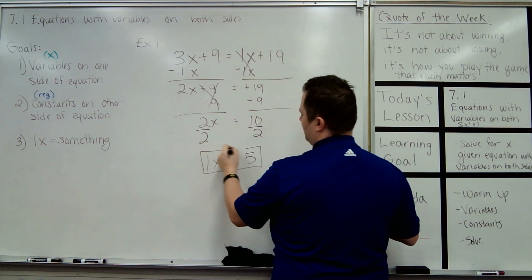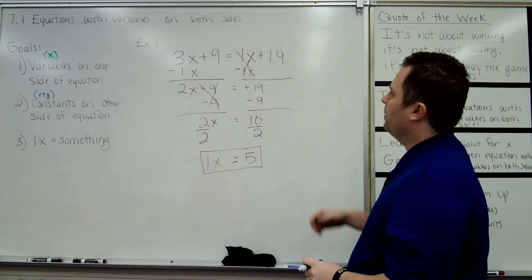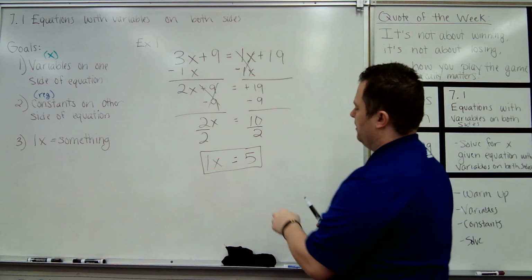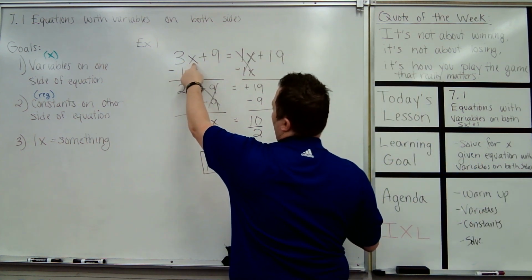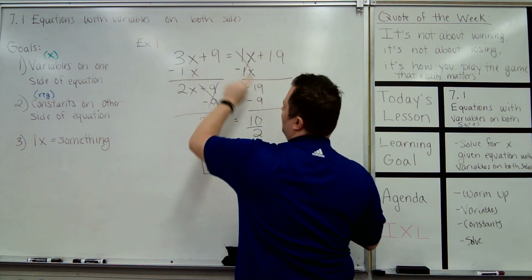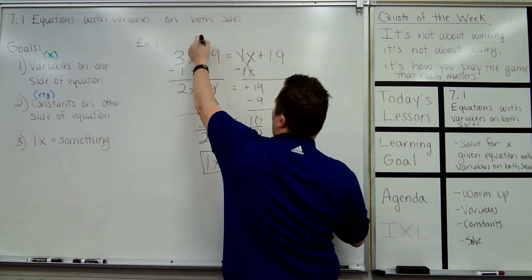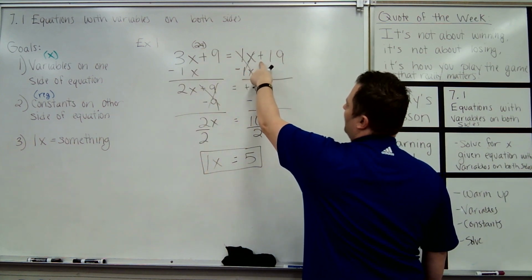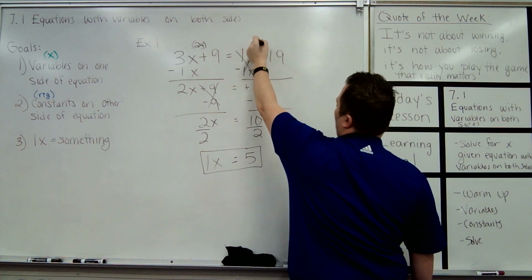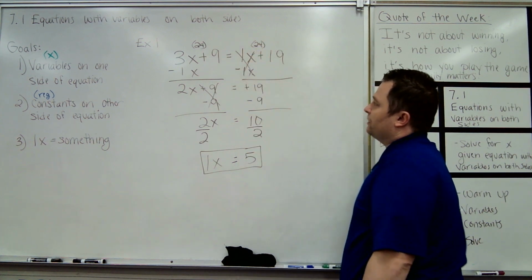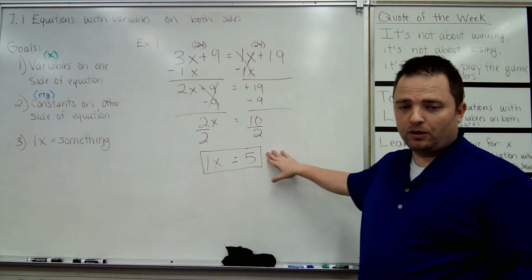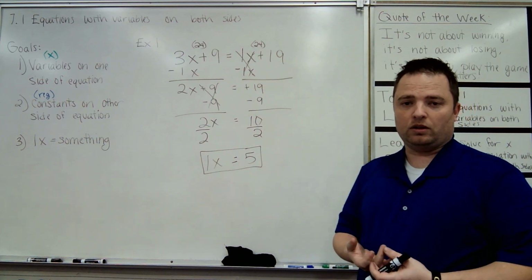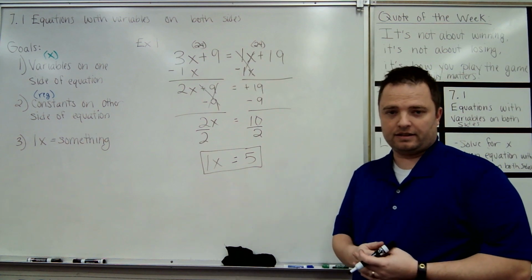What this is saying is when x is equal to 5, both sides of this equation are equal. 3 times 5 is 15. 15 plus 9 is 24. When x is equal to 5, 5 plus 19 is equal to 24. Again, I know I did this correctly if I use what I suppose the value of x is, and both sides of the equation are equal when x is equal to whatever you think it is.